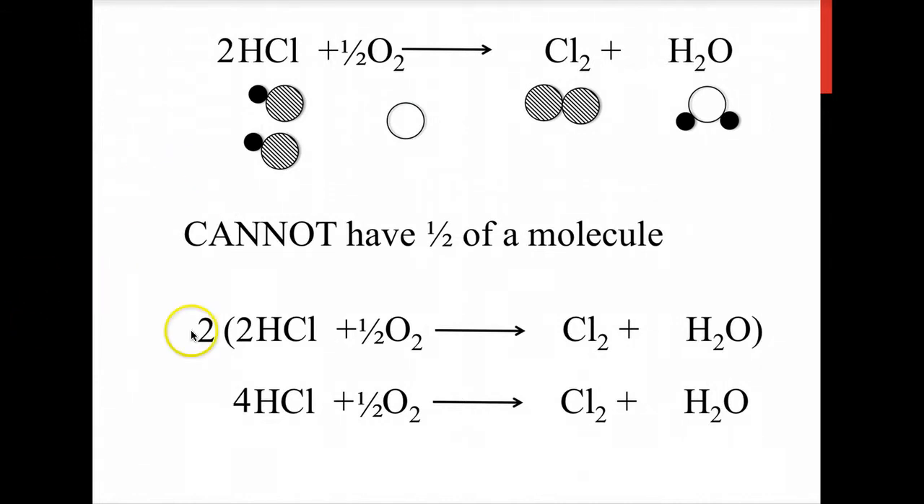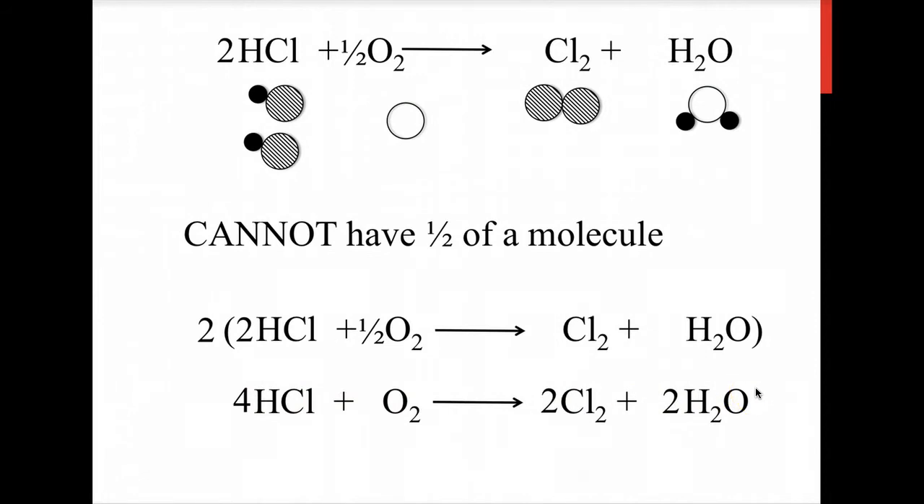So 2 times 2 is 4. 2 times 1/2 is 1, so we got rid of our half. But we don't write 1s as coefficients, we just leave it blank. 2 times, there's a 1 here, but we don't write it. 2 times 1 is 2. And again, 2 times 1 is 2. So we should have a balanced equation here.